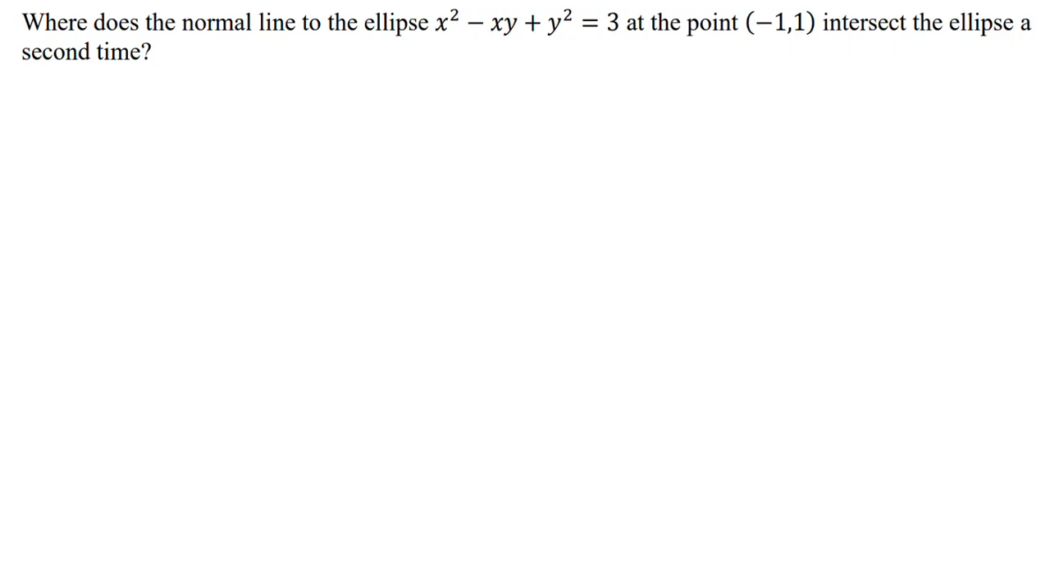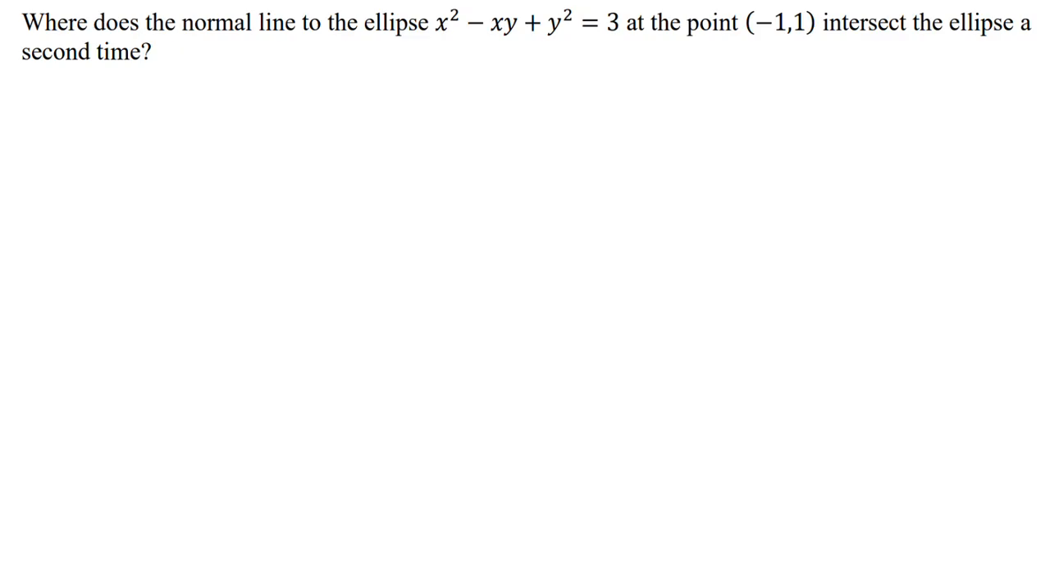All right, and here is our last question. So this is: when does the normal line to the ellipse x squared minus xy plus y squared equals 3 at the point (-1, 1) intersect the ellipse for a second time? Well, first off, we just need to figure out the equation of that normal line so we can figure out where else it can intersect.